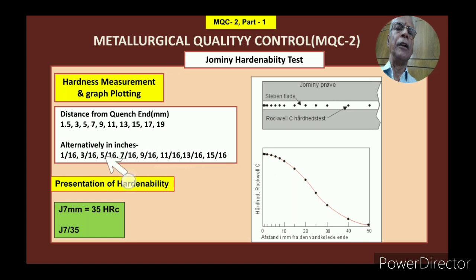But in FPS system, which was earlier there, 1 by 16 inch, 3 by 16 inch, 5 by 16 inch. So it is all in inches, all in millimeter. So these points are marked and then hardness is taken on these points. And when you plot a curve between hardness and distance, like this 10 millimeter, 20 millimeter, so you get a curve of this nature. Okay, and this is called basically Jominy hardenability curve. Why it is called end quench? Because the cooling is at the end of the piece.